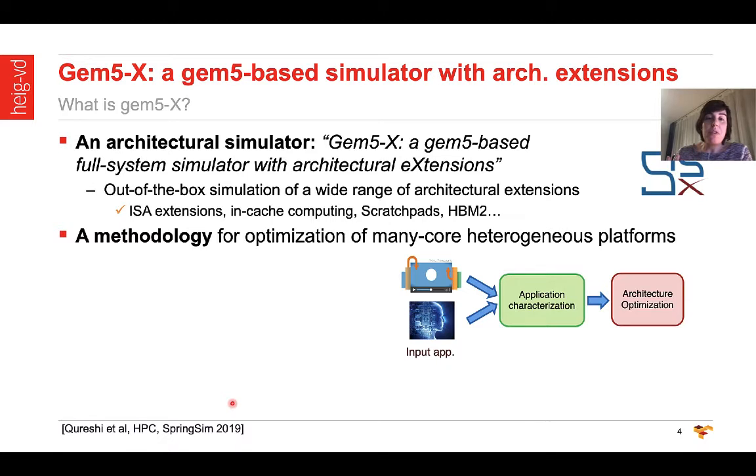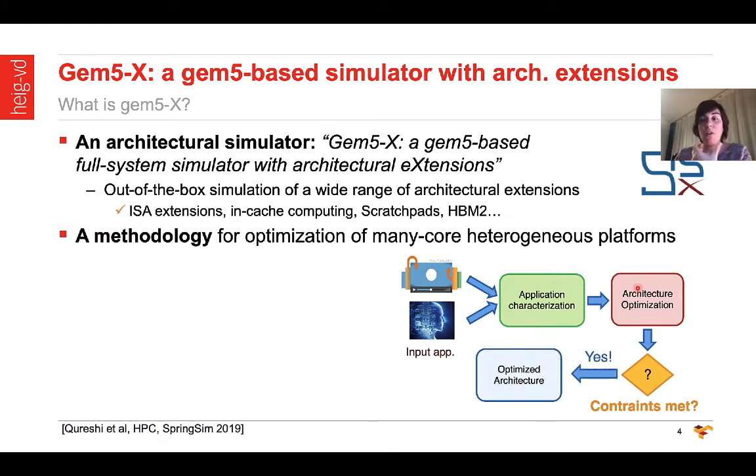So the way we see it, what we need to do is to run user-level applications, whatever application it is, characterize it, and optimize the architecture. And then iterate the loop until we meet certain constraints, the constraints we're looking for. And then we can say that we have achieved an optimized architecture.